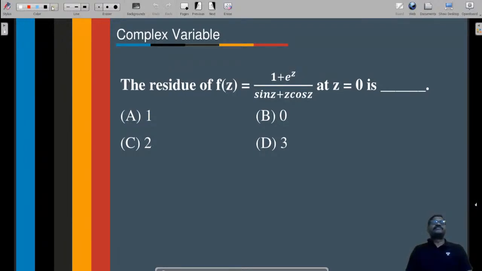Next problem. The residue of f(z) at z equal to 0 is?